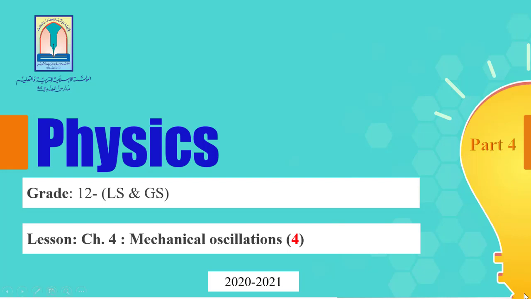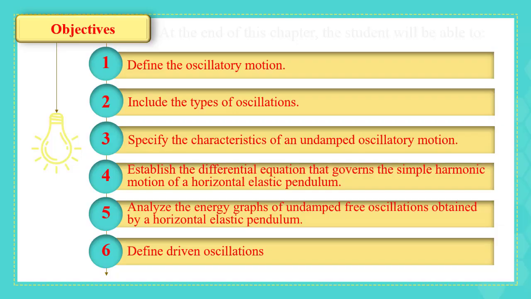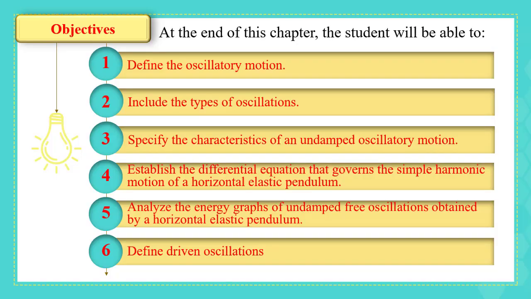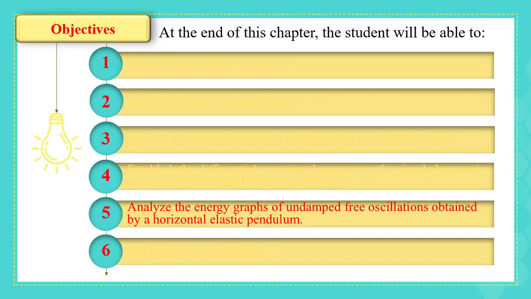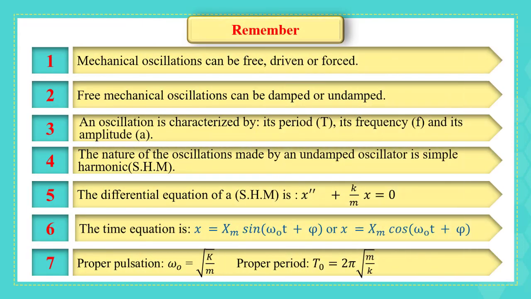This is the fourth part of mechanical oscillation. At the end of this part, you are going to be able to analyze the energy graphs of undamped free oscillations obtained by a horizontal elastic pendulum. You should remember the ideas that we have taken in the first three parts, especially that energy is constant, amplitude is constant, and the time equation is x equals xm sine(omega 0 t plus phi).